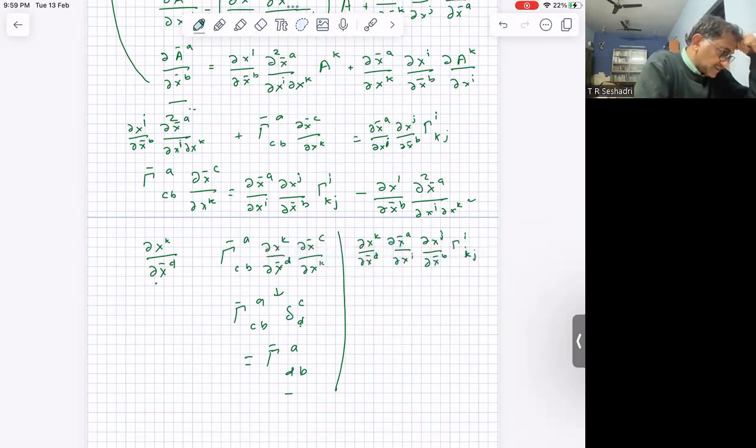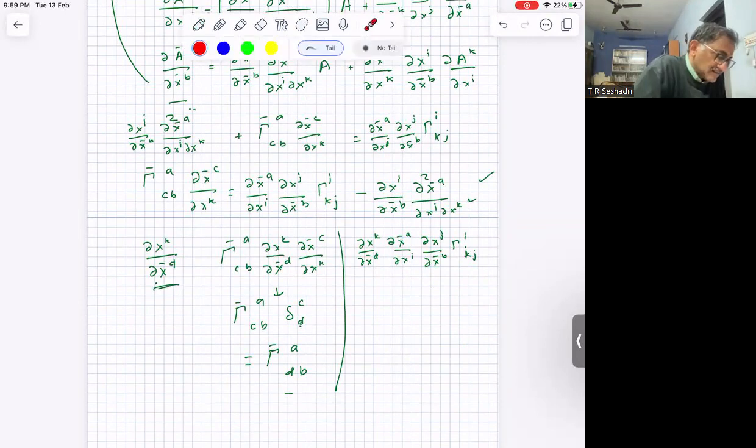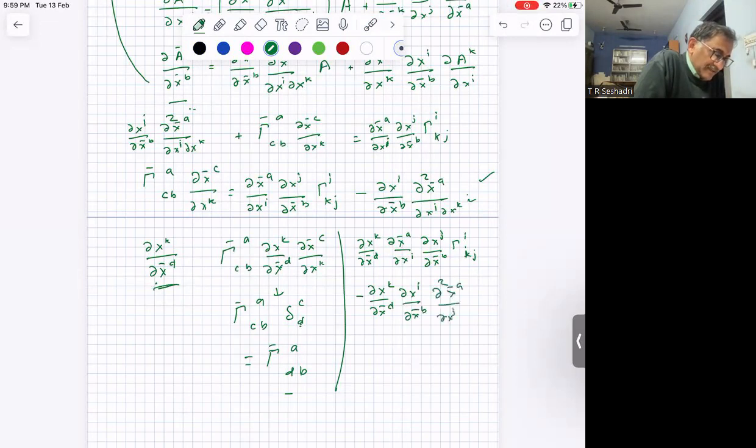See, this is the equation we got, right? And then we multiplied this quantity on both sides. So from here we got this thing. Then I need to just do this one here. So it will be del xk by del x bar d, del xi by del x bar b, del 2 x bar a by del xi del xk.